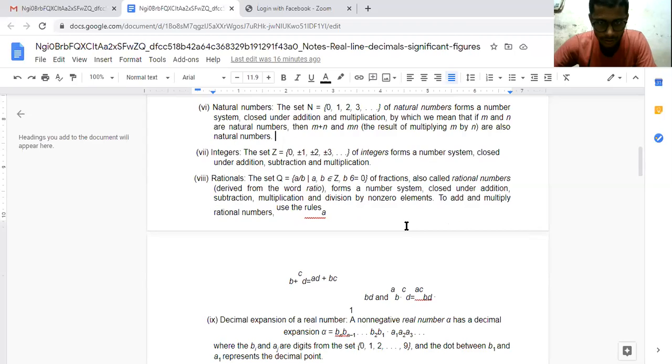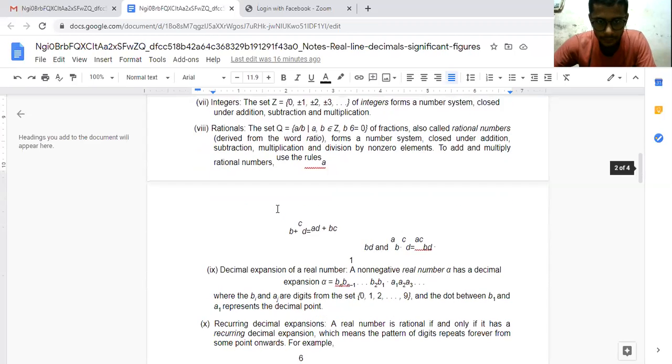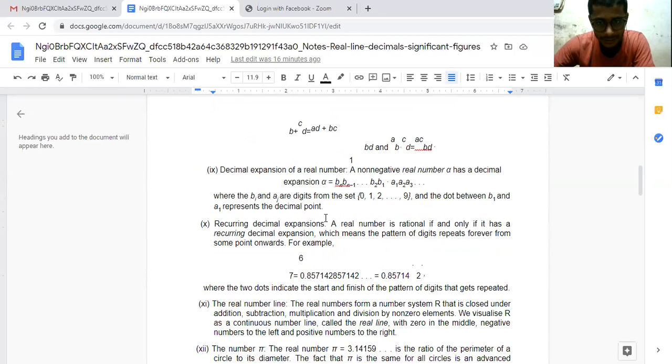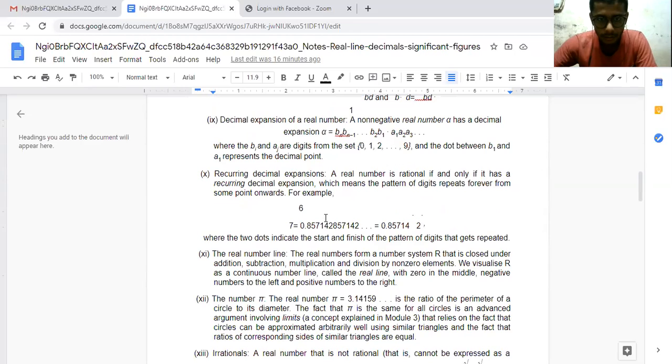Then we have rationals, and addition, subtraction, and division of non-zero elements. Then we move on to the basic formula of a plus b equals c plus d, or a b equals c d. And then there are two rules when we add numbers.